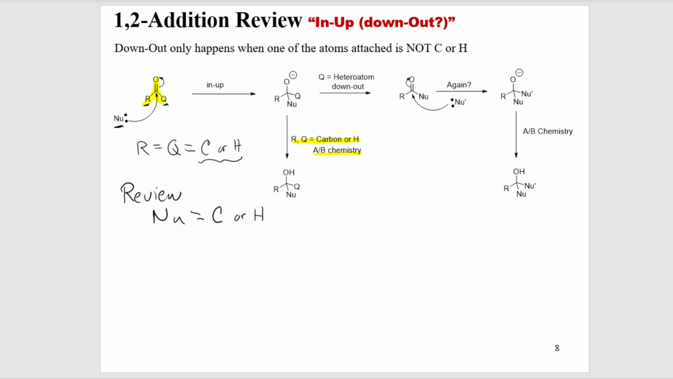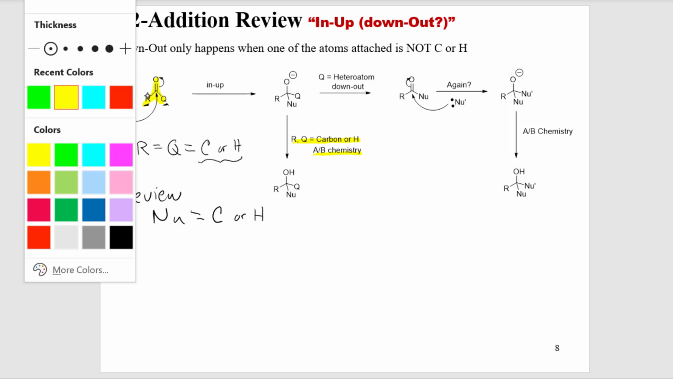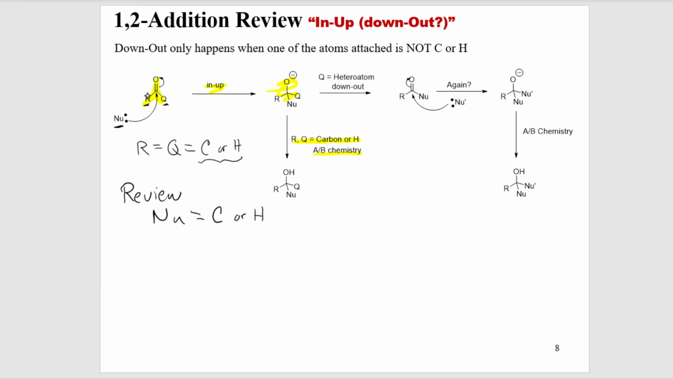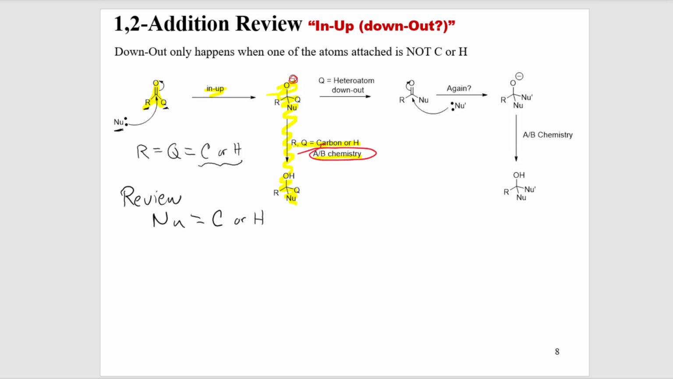What this means is that we are going to follow this route right here. We're going to go in and up, but that O- gets stuck right here. And there's nowhere for it to go other than just to work it up with some acid-base chemistry.